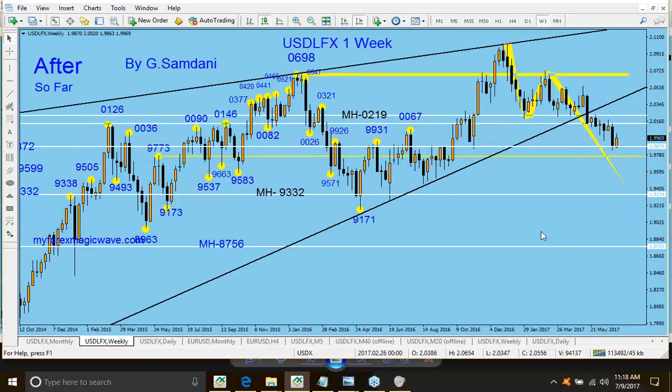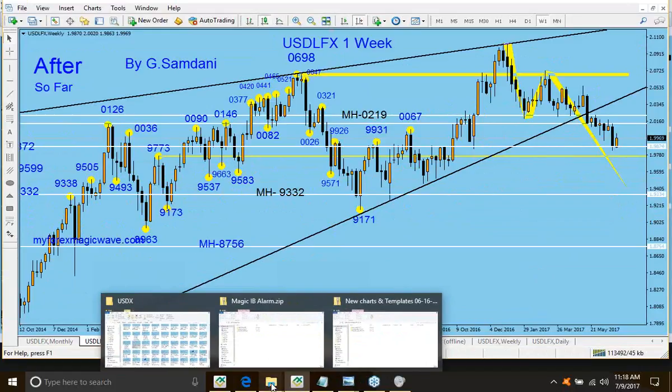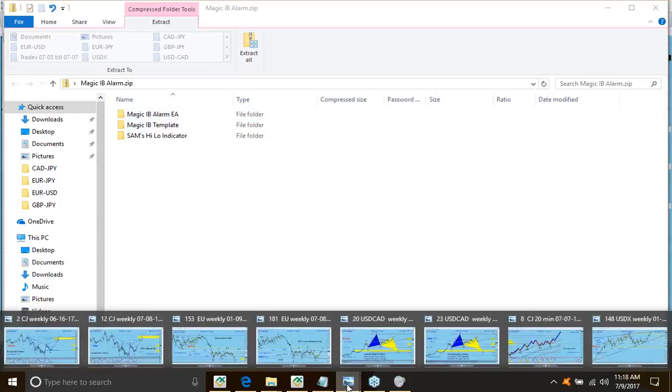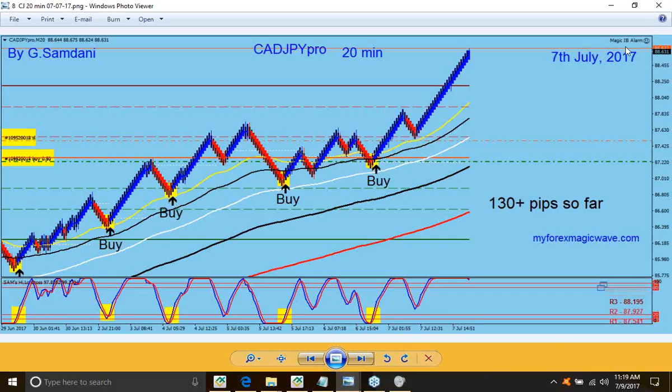You get to learn everything, and you get the IB system. Let me see if I can show you what you get. Like, see this one, this is a folder that you get in the email, for example, for the Magic IB system, where you have an EA. This is an alarm EA, by the way. And when you have a setup built, this alarm EA starts beeping. For example, here, if you have an EA, like I have it here, see, Magic IB alarm.